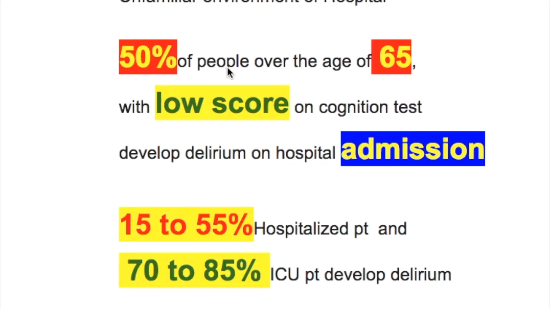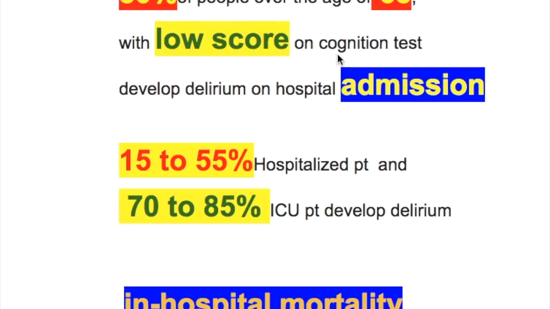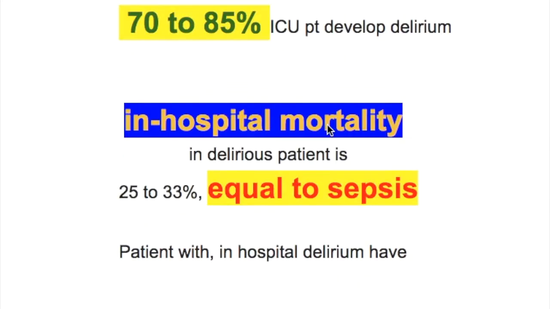50% of the people over the age of 65 with the lowest scores on cognition tests develop delirium on hospital admission. So what percentage of hospitalized and ICU patients develop delirium? 15 to 55% of hospitalized patients and 70 to 85% of ICU patients develop delirium.